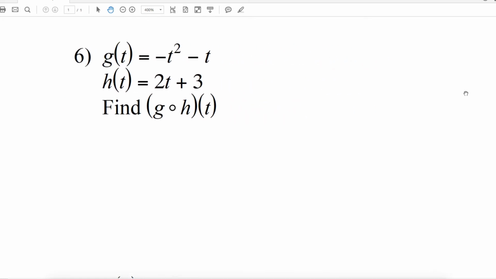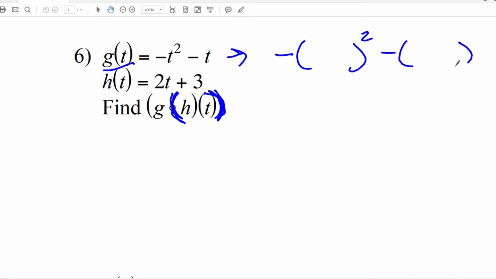Number 6. Here we have our h of t. So that's what's going inside the g right there. So the g function, I'm going to rewrite it. I have negative parentheses squared minus parentheses. And what goes inside the parentheses? H of t. Well, I know what h of t is. It's that right there, that whole piece. So that's h of t.